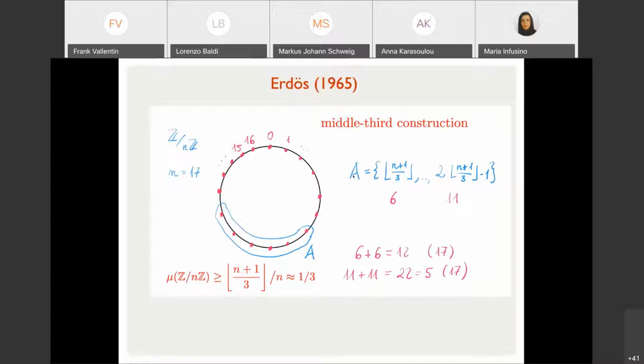Now, if you write it out, you see the middle third starts with floor of (n plus 1) divided by 3, and it goes on until floor of 2 times (n plus 1) divided by 3, minus 1. So here in the example, n is equal to 17, so A starts from 6 and goes up to 11. And then you can easily check that this is a sum-free set. For example, if you sum 6 with 6, you get 12. So you're just outside of A again. So you take care of the rightmost point here. And you also take care of the leftmost point, because 11 plus 11 is 22, and mod 17 is 5. So you land just outside of A again. And you can do the similar thing with all points in the middle, but because we talked about the boundaries already, it is clear that the set A is a sum-free set.